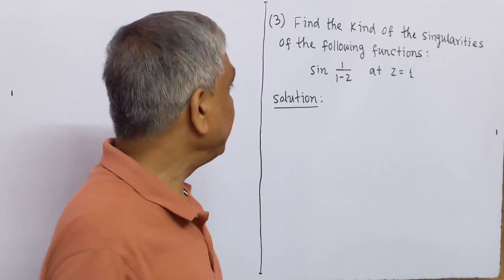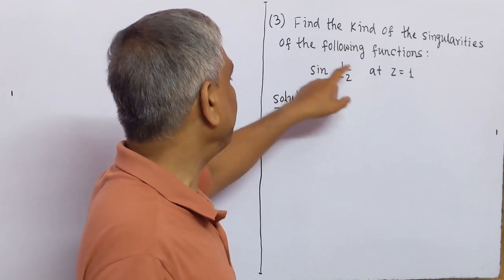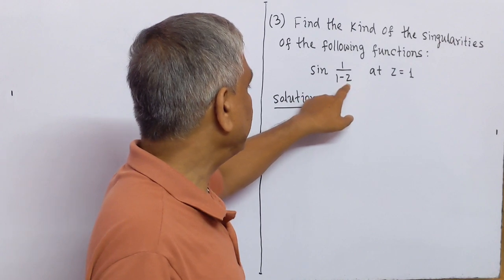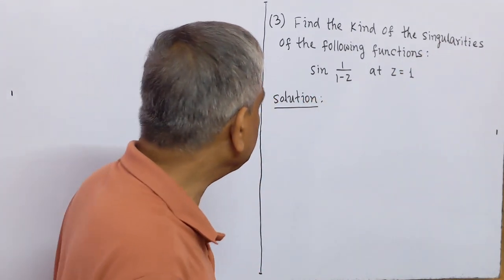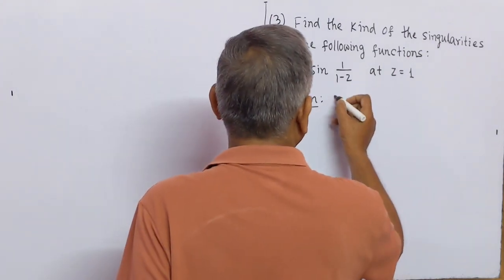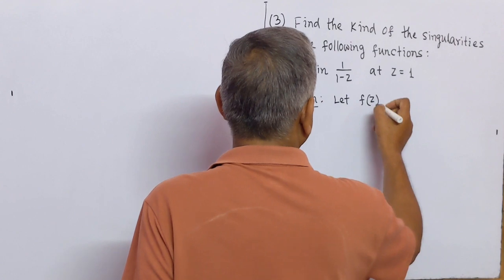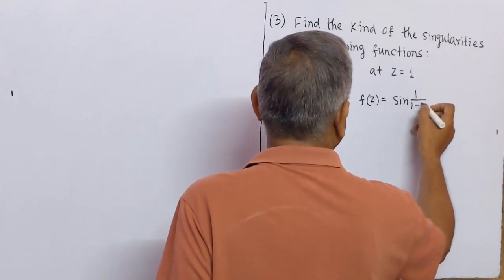Now we solve the next problem. Find the kind of singularities of the following function sin 1 by (1 minus z) at z equal to 1. Now we solve this. Let f(z) equal to sin 1 by (1 minus z).